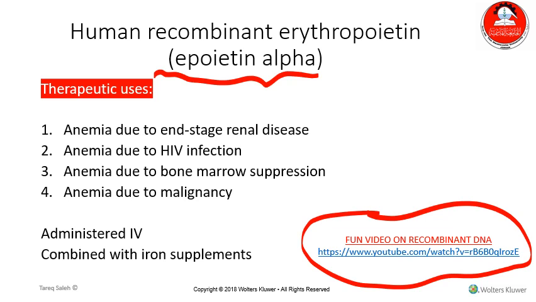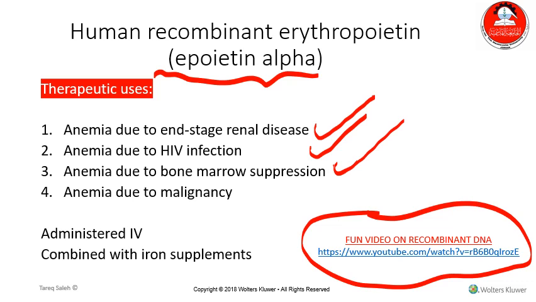And that's why epoietin alpha or recombinant erythropoietin is effective in the treatment of anemia caused by chronic kidney disease or end-stage renal disease, anemia associated with HIV infection, anemia resulting from bone marrow suppression, usually that happens following the use of chemotherapy, for example, for the treatment of cancer. Erythropoietin is successful in stimulating bone marrow to start producing red blood cells again.